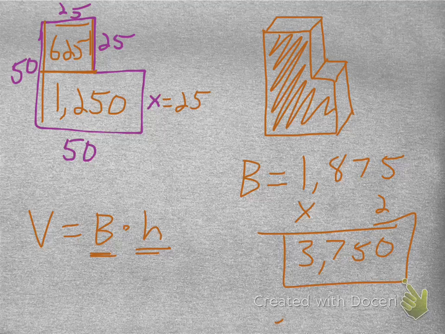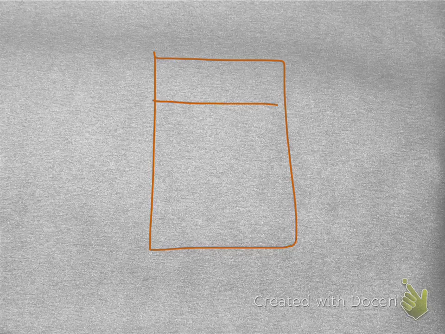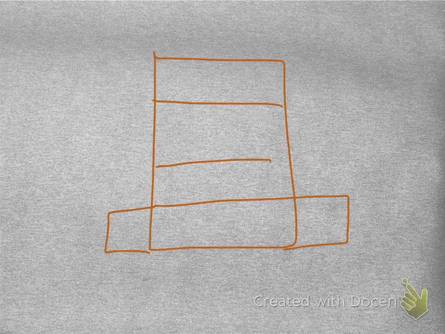3,750, or D. Questions? All right. 6. What can that fold up into? Rectangular prism. Easy question.